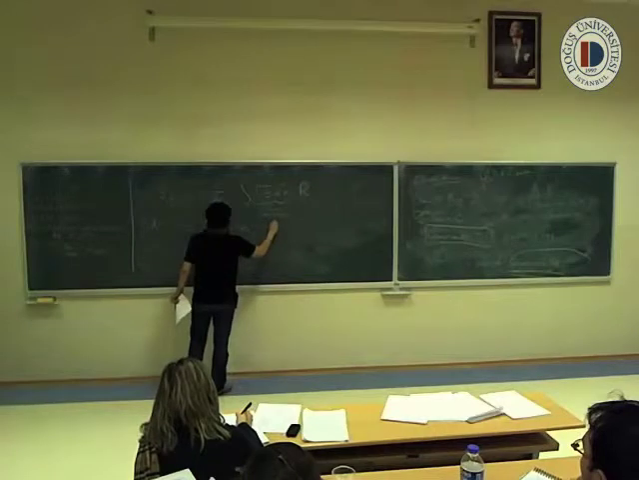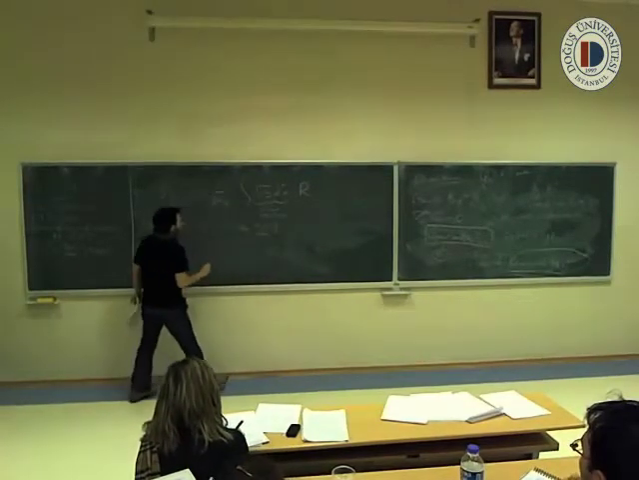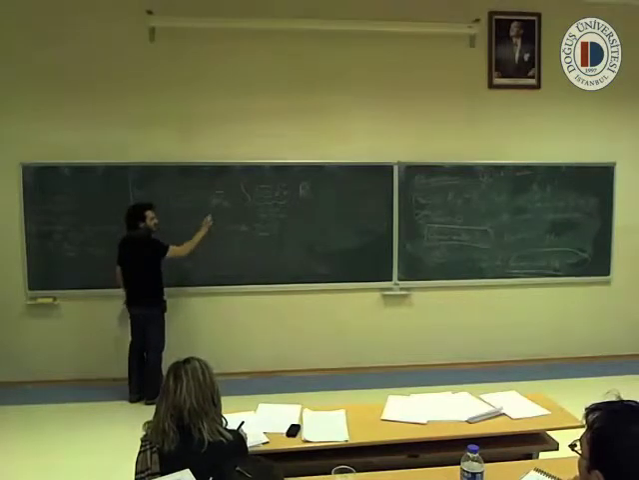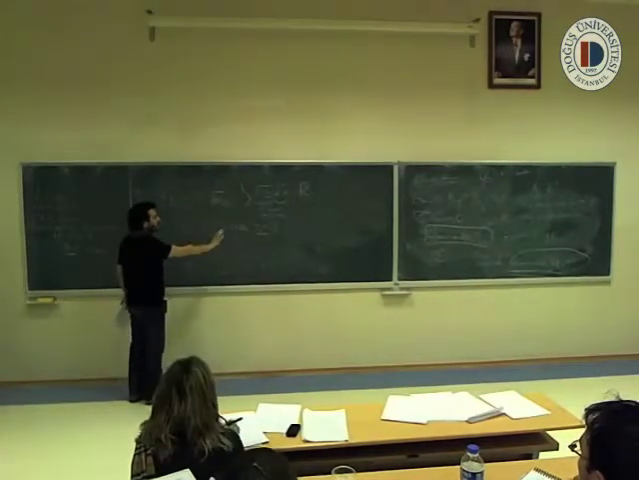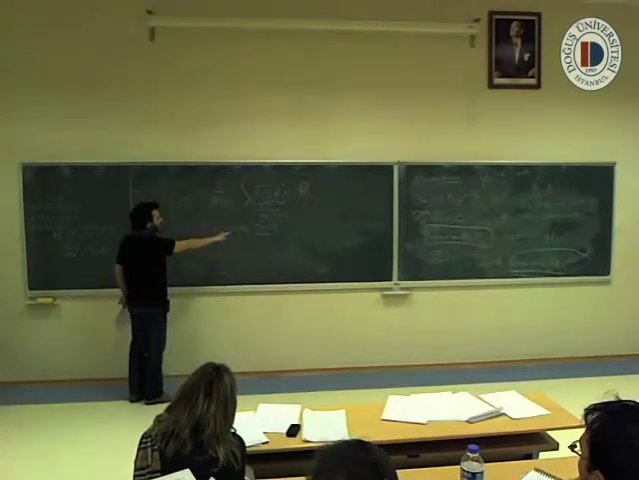T_{mu nu}. So how does this appear? I'm not going to do this calculation for you. You can do it for yourself, but let me mention how it arises.